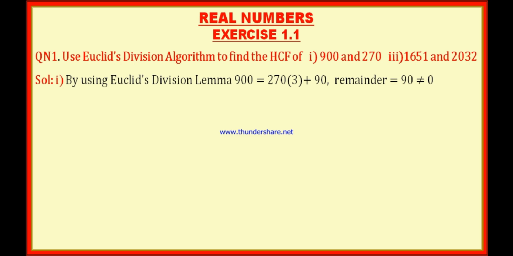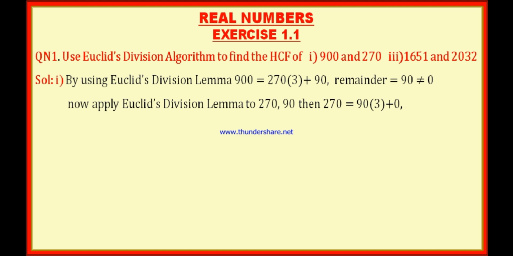Since the remainder is not equal to 0, now let us apply Euclid's division lemma again to 270 and 90. By applying Euclid's division lemma to 270 and 90, 270 is equal to 90 into 3 plus 0. What is 3 90s? 270. Therefore, the remainder is 0. Since the remainder is 0, the HCF of both the numbers 900 and 270 is 90.